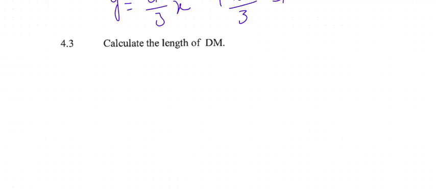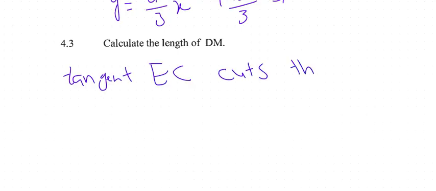Now we have question number 4.3. Calculate the length of DM, okay? The question states that the tangent EC cuts the x-axis at D. So the x-axis means y equals 0.